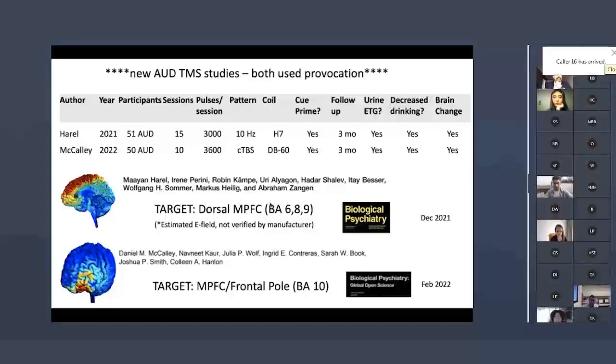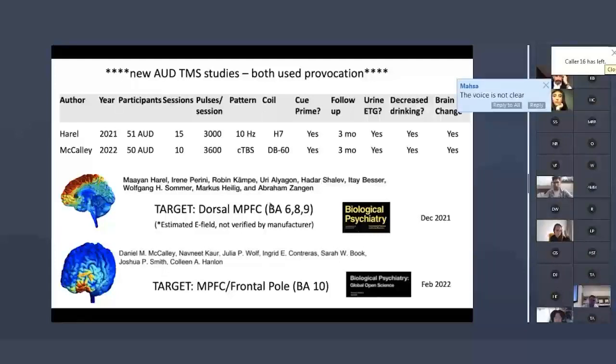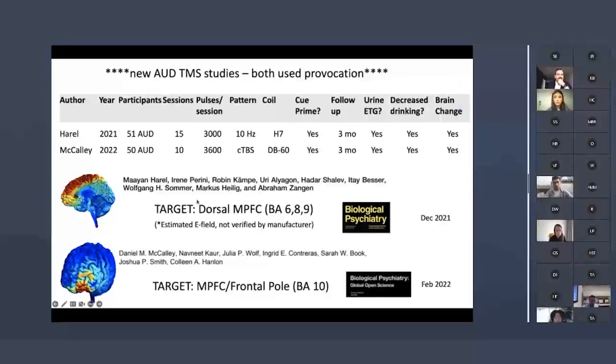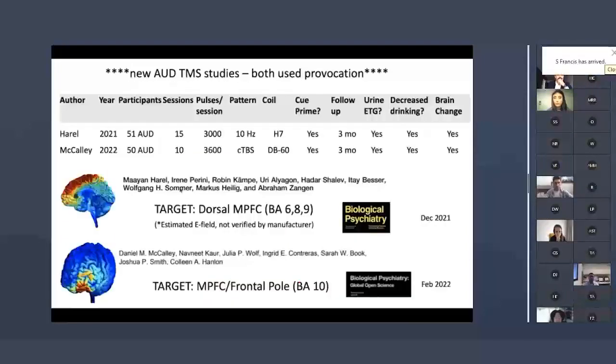provocation. One was by our group, one was by Bumi Zanigan's group. And the studies in many ways were similar. They used different coils. They had all kind of targeting the medial prefrontal cortex, but slightly different areas of the medial prefrontal cortex. And the summary here in just a brief amount of time is that in both cases, at the 3-month follow-up, individuals with alcohol use disorder were drinking less, and they had less brain reactivity to cues. And in both cases, they used provocation.